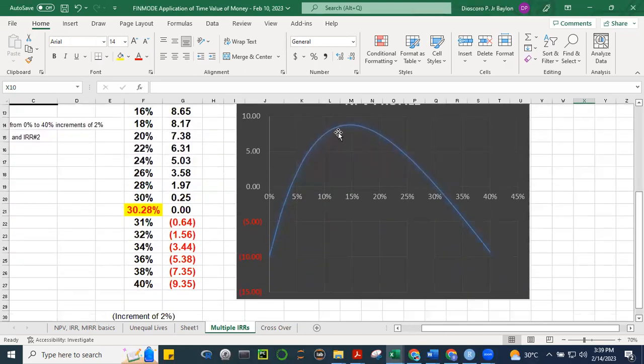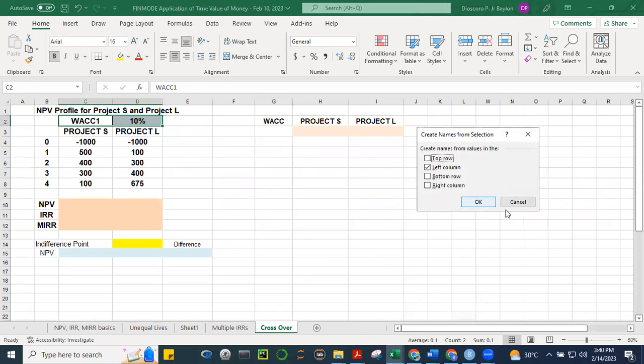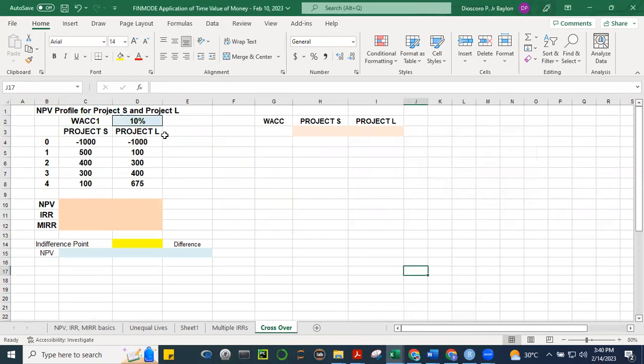No questions? Okay. Good. All right, last, let's do this crossover. Okay. So we have here two projects, Project S and Project L. And the WACC is, lagyan natin ito ng pangalan. Let's give this a name. Let's call it WACC 1. Dito, Control, Shift F3. Okay, left column. Okay, so may pangalan na yung WACC natin.